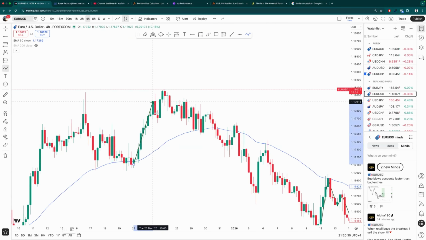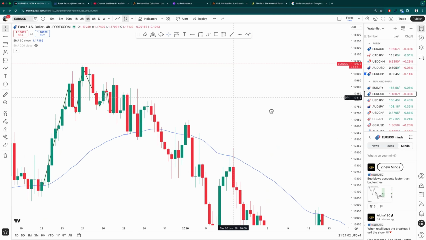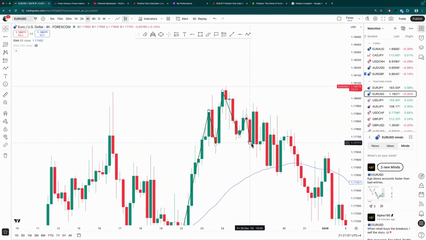This is the higher high, higher low, higher high, and this is nothing. This is nothing at all. The price went up and then came down, right? Now, would you say this price is bearish or bullish? At this point, is price bearish or bullish?